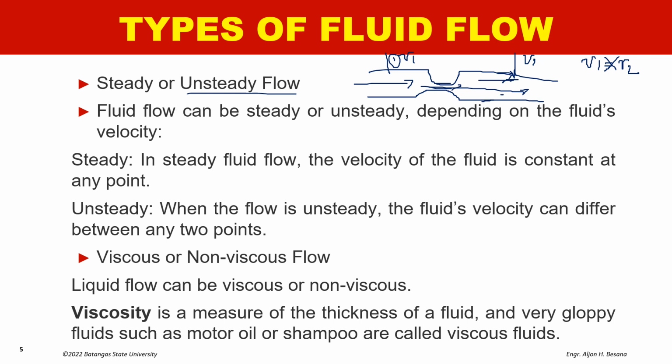So in steady flow, the velocity of the fluid is constant at any point. When the flow is unsteady, the fluid velocity can differ between any 2 points. For viscous and non-viscous, it's simply about viscosity.